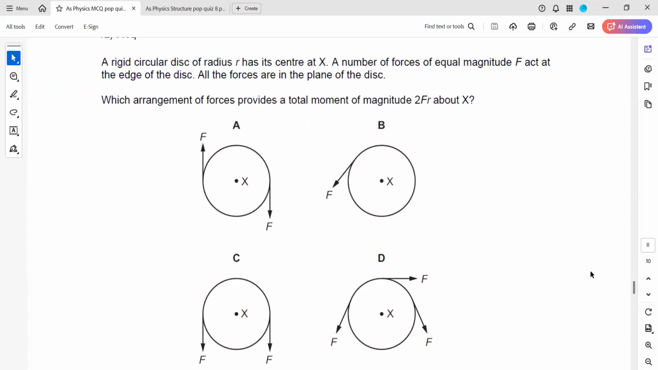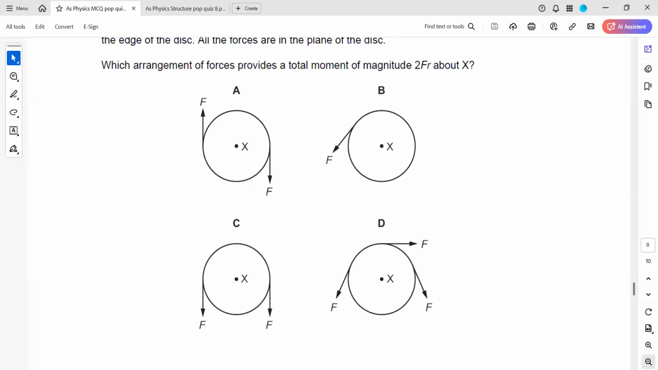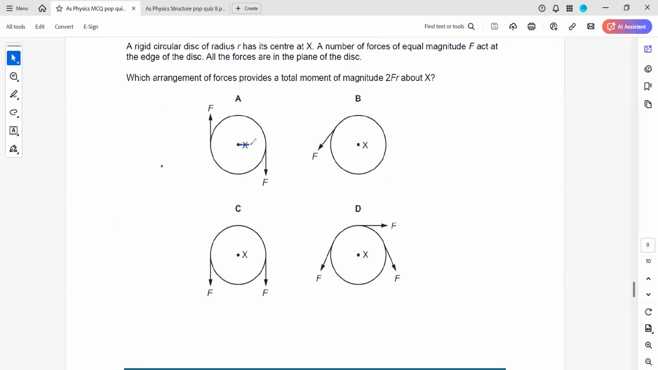Look, in the question, they ask which arrangement of forces produces a total moment. We have x as the center of a disk, and it is rotating. Which arrangement of forces provides a total moment, or total turning effect, with a magnitude of 2Fr about x? x is the pivot, okay? And the radius of the disk is r, as mentioned in the question. So what is the turning effect of this one?